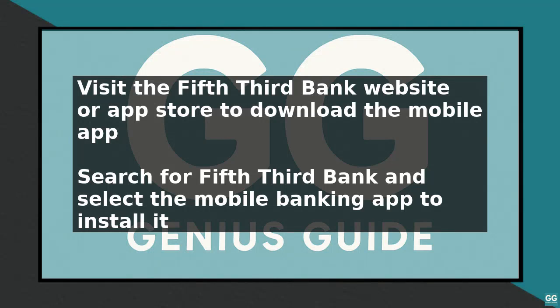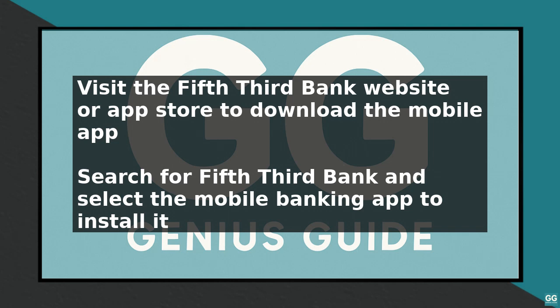To apply for the Fifth Third Bank mobile app, start by visiting the Fifth Third Bank website or going directly to the App Store on your mobile device. Search for Fifth Third Bank and select the mobile banking app to download and install it. Once the app is installed, open it and click on Enroll or Sign Up to begin the registration process.